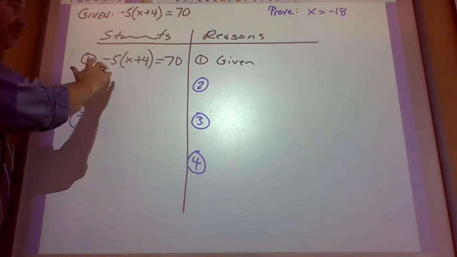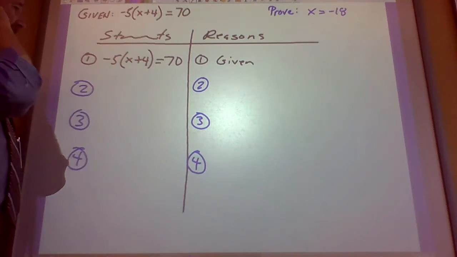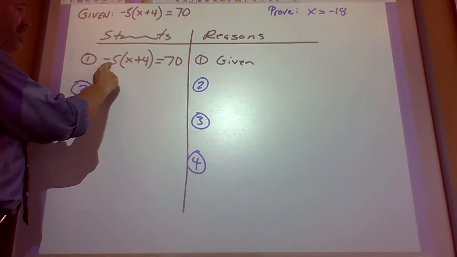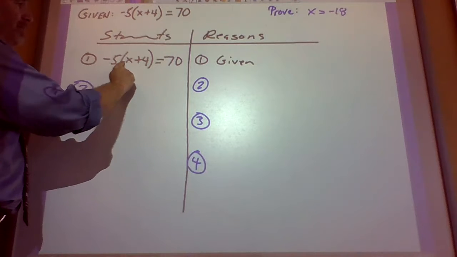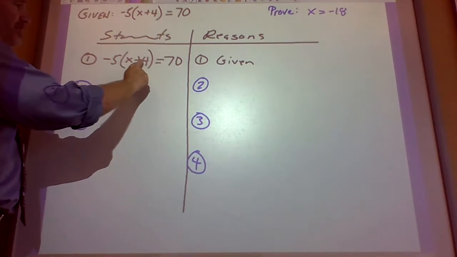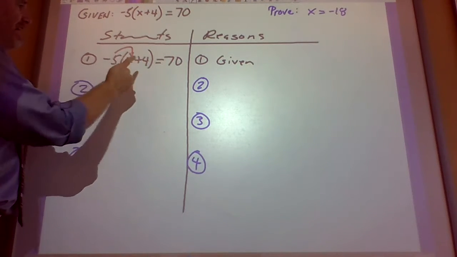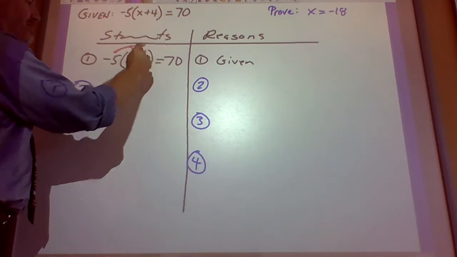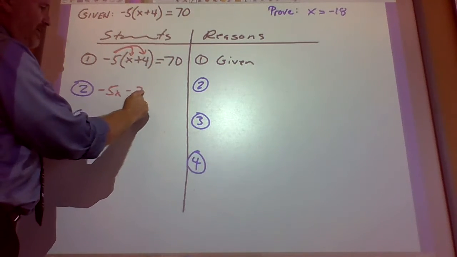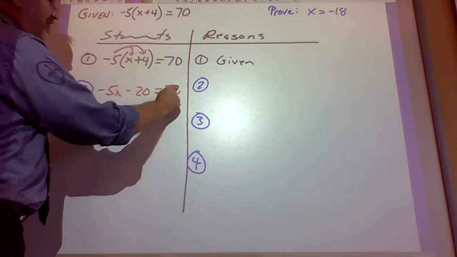So if you solve this problem, I'm assuming everybody would know that you want to take this negative 5, who's on the outside of the parentheses, and multiply him by the terms on the inside. So negative 5 times x would be negative 5x. The negative 5 times the 4 would be negative 20, and it still equals 70.